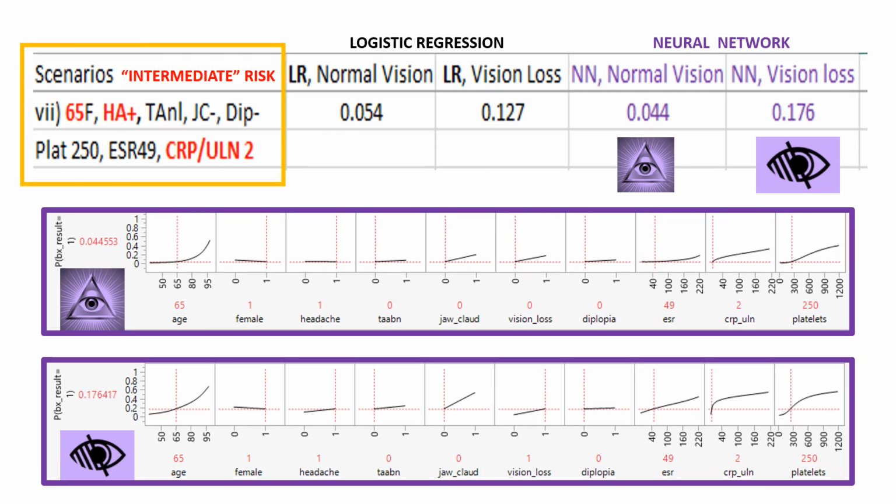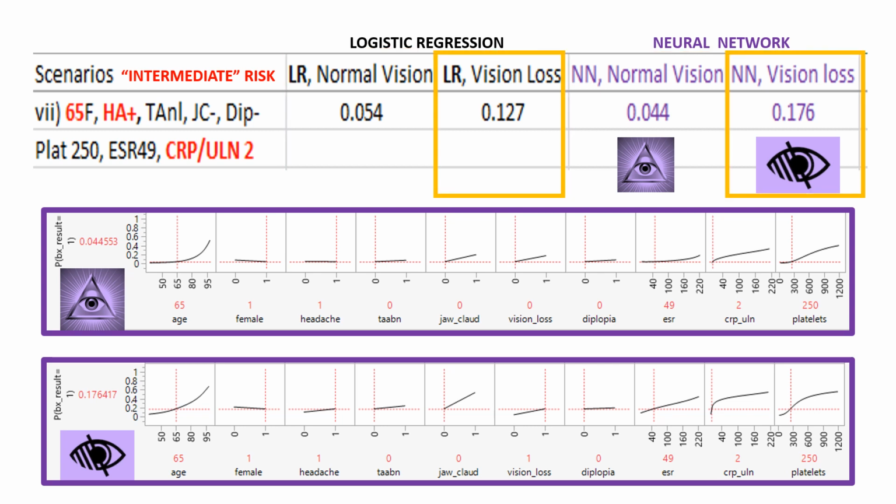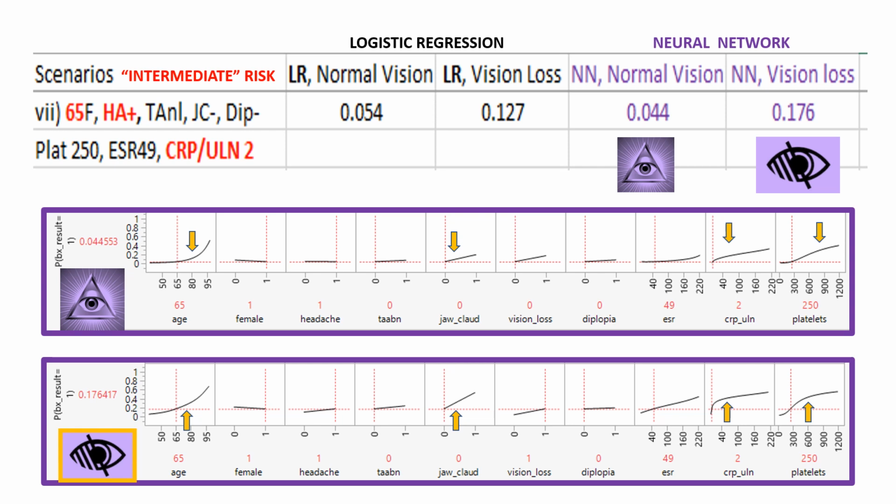If we have a 65-year-old woman with headaches and C-reactive protein twice normal, but normal vision, she has a GCA risk between 4.5% to 5.4%. With vision loss, the risk elevates up to 12.7% on logistic regression and 17.6% on neural network. Once again, the risk profile curves continually shift depending on the predictor variables. Few humans can make such nonlinear weighting calculations in their head.